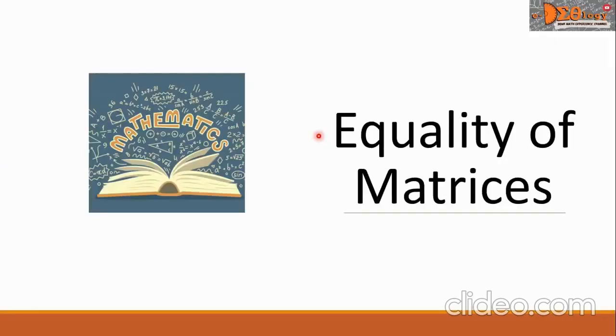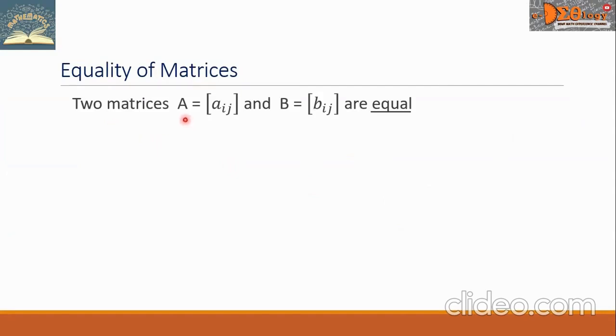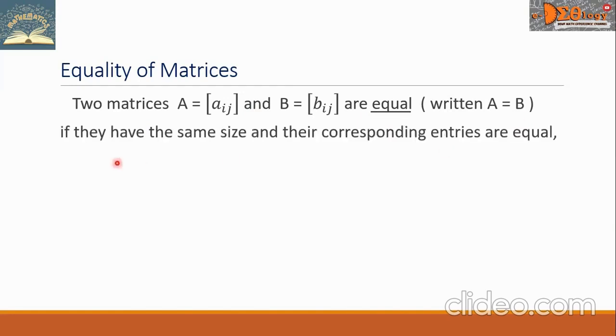Today, we're going to study equality of matrices. Two matrices, capital A and capital B, are equal, written capital A equals capital B, if they have the same size and their corresponding entries are equal. That is, A sub ij is equal to B sub ij for all i and j.